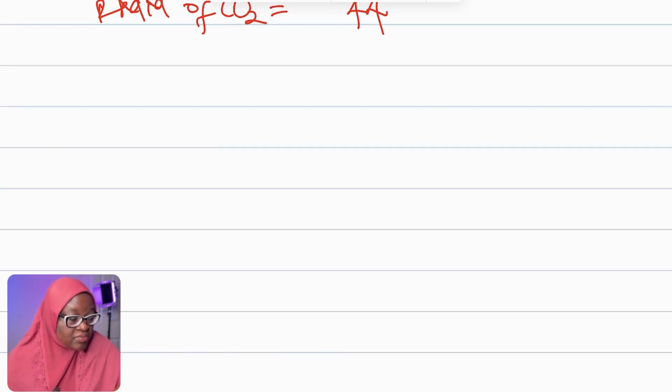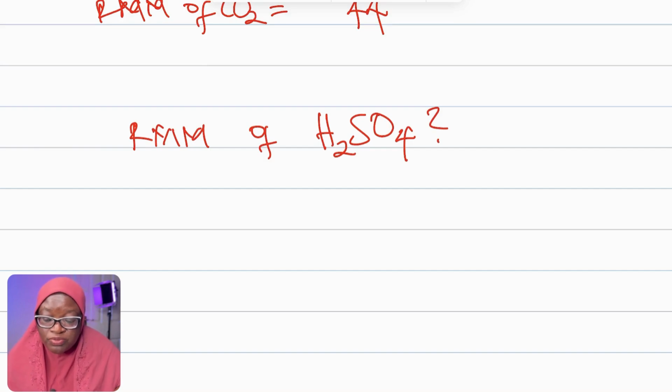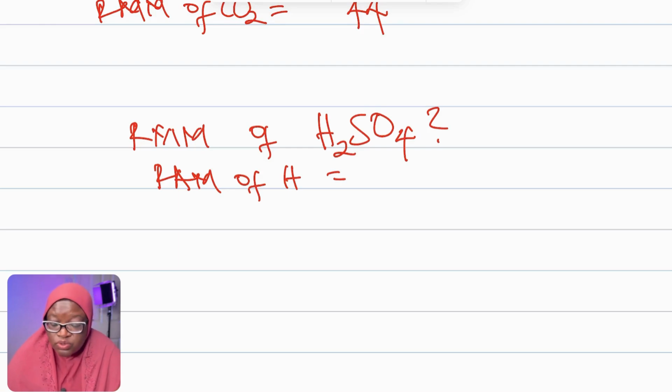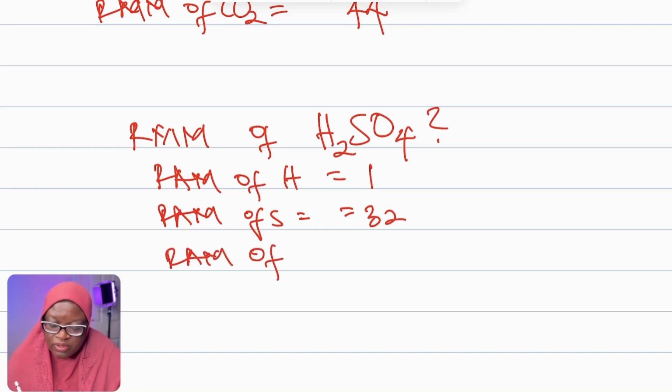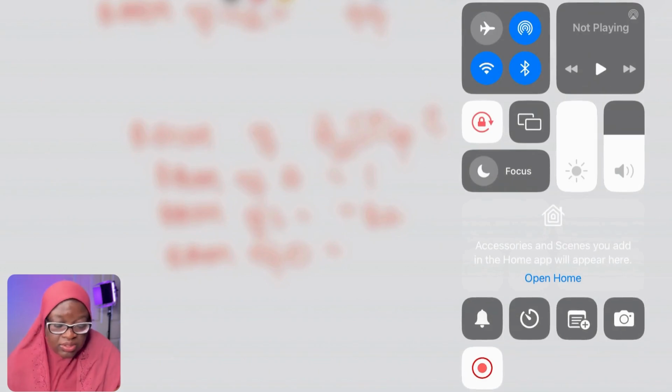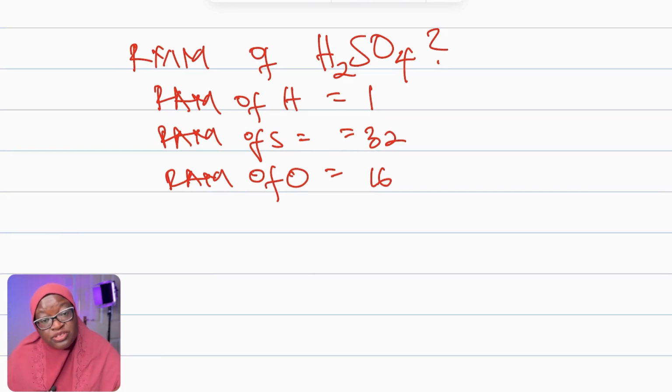Let's take another example. What is the relative molecular mass of H2SO4? That is what we're going to be looking for. The relative atomic mass of hydrogen is what? It is 1. The relative atomic mass of sulfur is 32, and the relative atomic mass of oxygen is 16. Bear in mind we have 2 atoms of hydrogen, 1 atom of sulfur, and 4 atoms of oxygen.